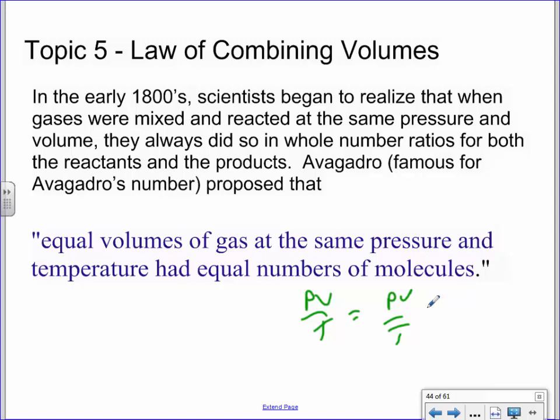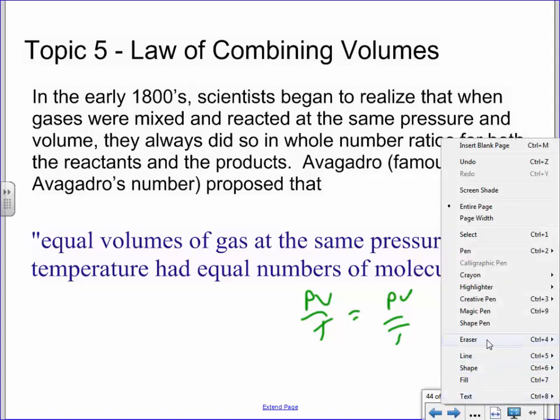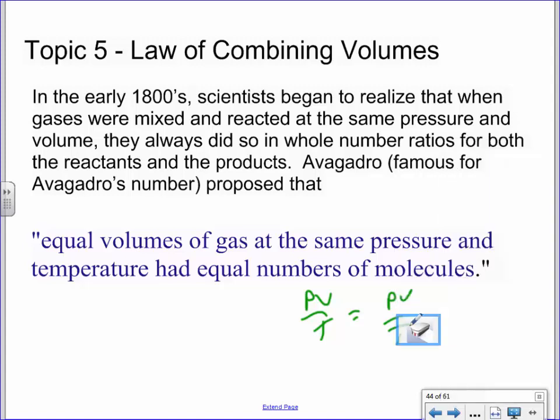Picking that up, let's start talking about a new law then. This one's called the law of combining volumes. I've told you this name before. You guys know the name Avogadro, right? Avogadro came across an interesting discovery in about the 1800s here.